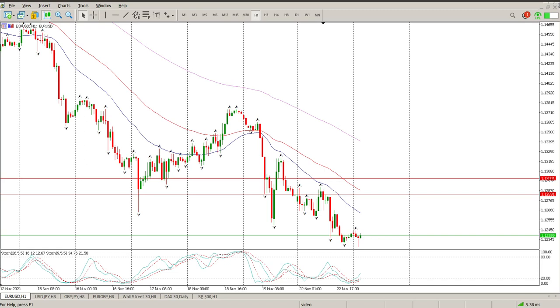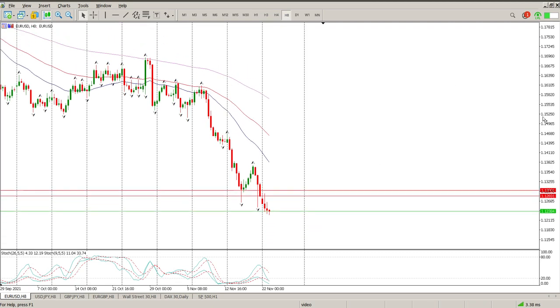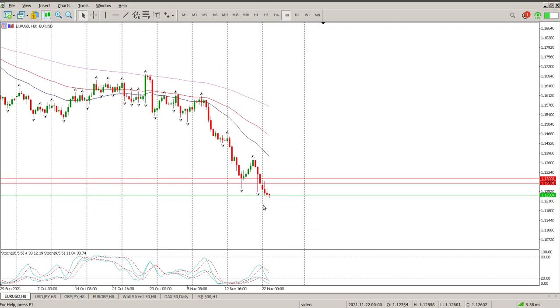So we're starting off with Euro USD as usual, and it played out yesterday. What we were looking at, so we're on the hour, so let's get back to the 8 hour. We were looking for a retest of these levels. As you can see, there were no levels on the 8 hour, but there were definitely levels on the hour, and we're sort of continuing the trend to the downside.